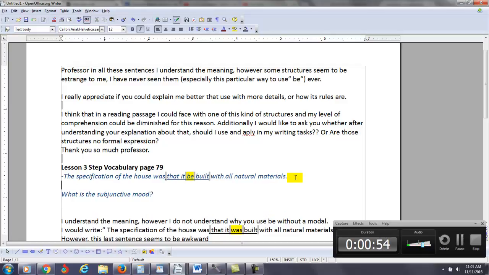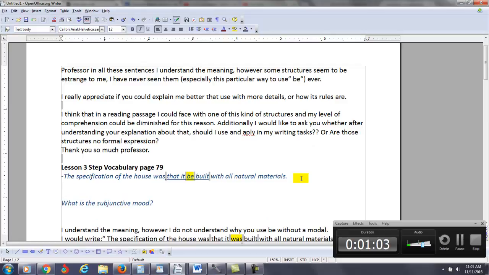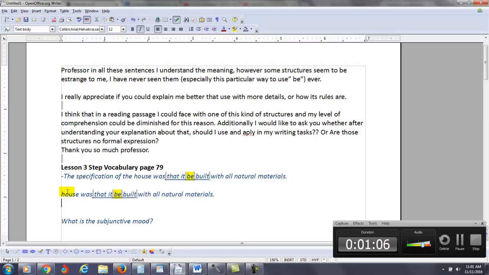Now here's the key. The specification was that it be. If you take this sentence, you can rewrite it to say this. I just want to show you, and it has the same meaning. I could say, the house should be built with all natural resources. So this has a similar meaning to what you see above here. So it's better to use the word be here because it kind of means that it should be built.